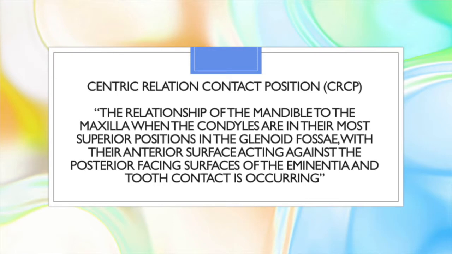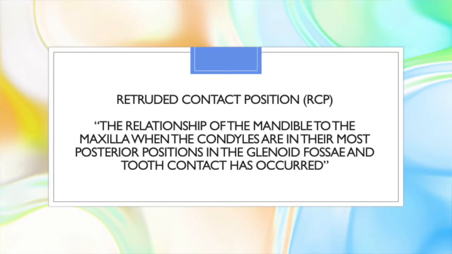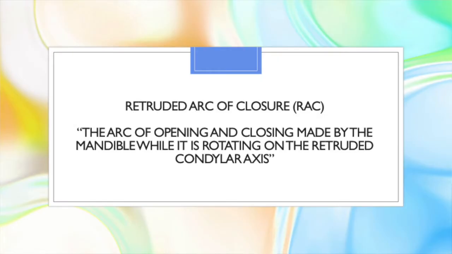teeth meeting. So the RCP is the retruded contact position, and this is the relationship of the mandible to the maxilla when the condyles are in their most posterior position in the glenoid fossa and tooth contact has occurred. So in this position, the condyles are usually positioned downwards and backwards, but there are various things that affect centric relation and RCP.